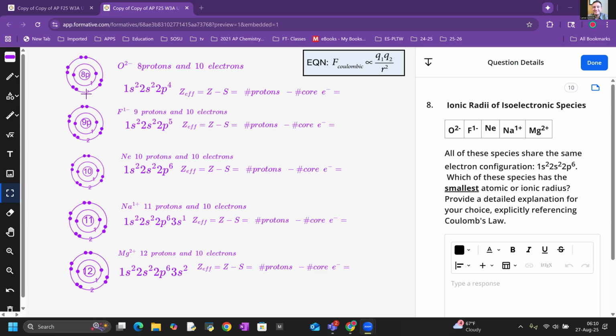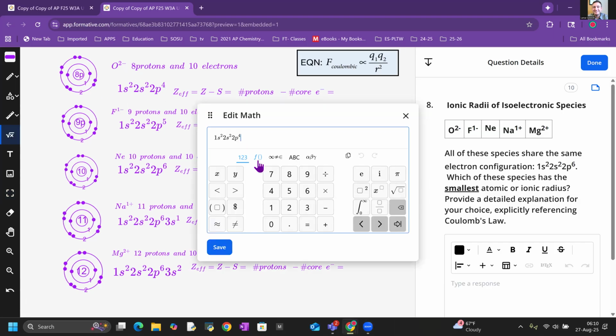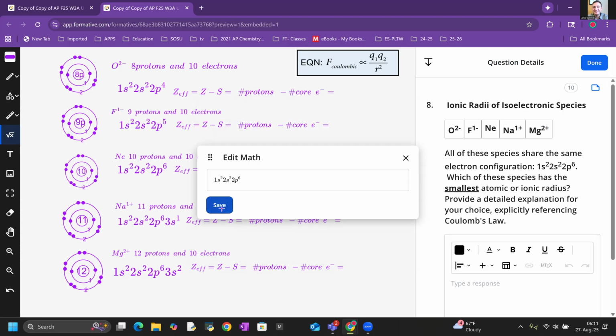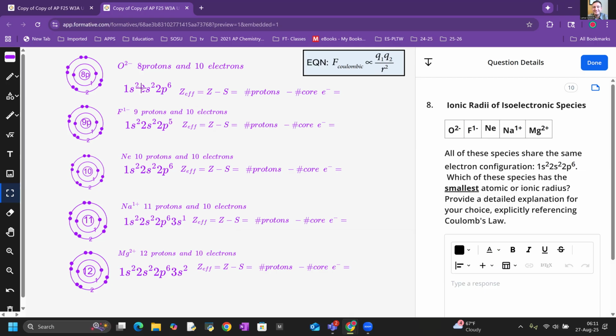Now, when we look at the electron configuration of oxygen, it would be 1s2, 2s2, 2p4. And we notice there's 2 plus 2 plus 4 electrons, meaning it would have 8 electrons. But because this is O2 minus, it has gained 2 electrons in its outer shell. The Bohr model shows this, but my electron configuration doesn't. So we change that 4 to a 6.